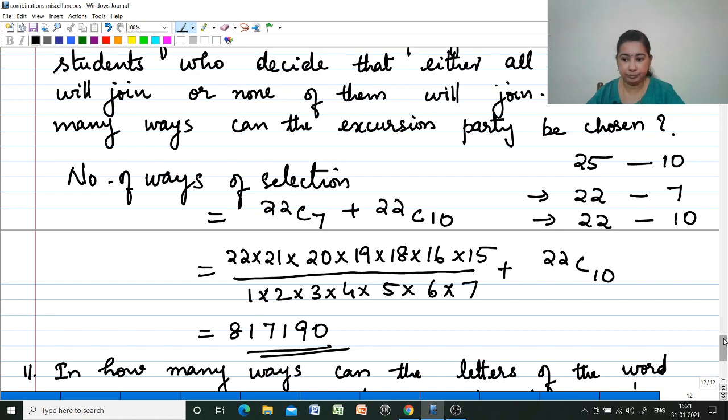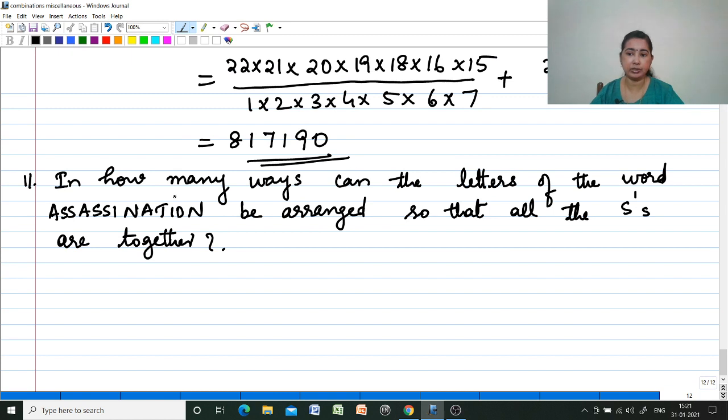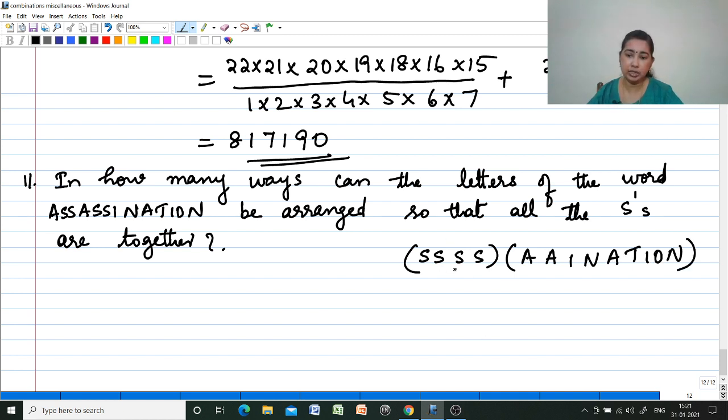Then next one, in how many ways can the letters of the word assassination be arranged so that all the S are together? If all S are written together, how many ways of arrangements are there? Suppose all the S are together, so S, S, S, S, 4 S are there. Remaining letters are A, I, N, A, T, I, O, N. Now we can consider all the S as a single unit. So how many different arrangements? 1, 2, 3, 4, 5, 6, 7, 8, 9 and 10. So take all the S's together.